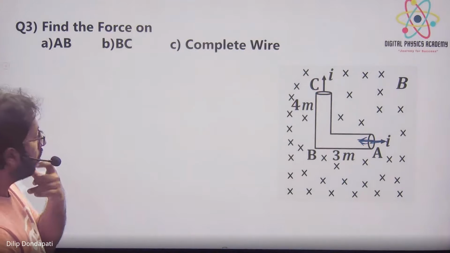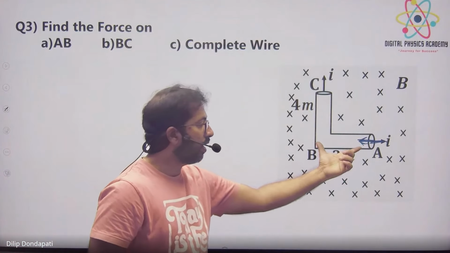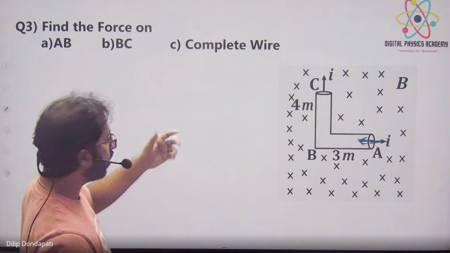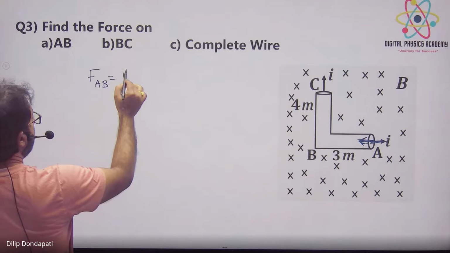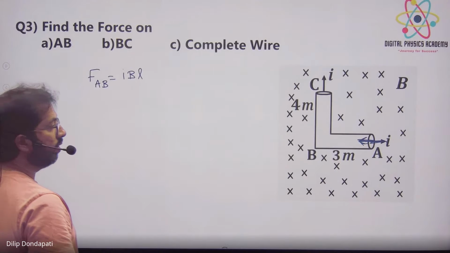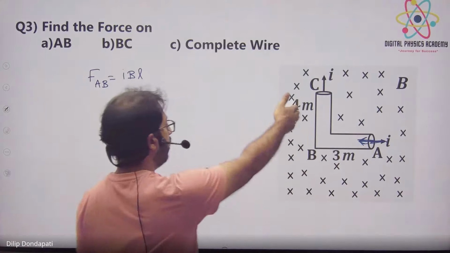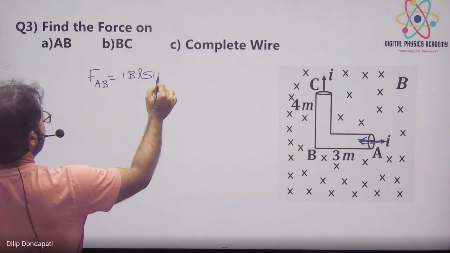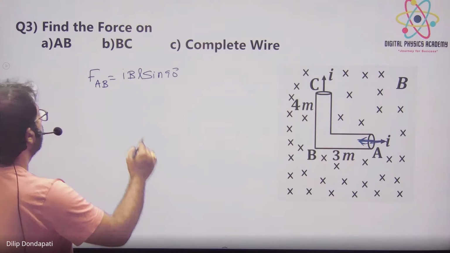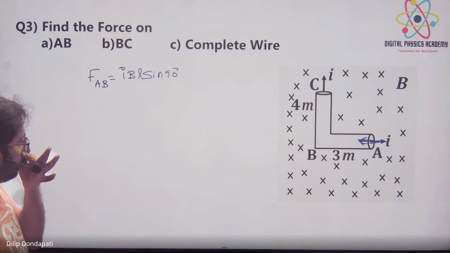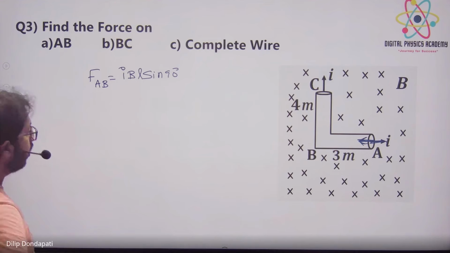Now you think there is no L shape, only one rod, the AB rod, is placed in the magnetic field. Find the force on AB. What is the formula? IBL sin of the angle between length and magnetic field, which is 90 degrees. So sin 90. Now find the value of force on AB. L is 3 meters. In terms of variables, we get 3 IB.